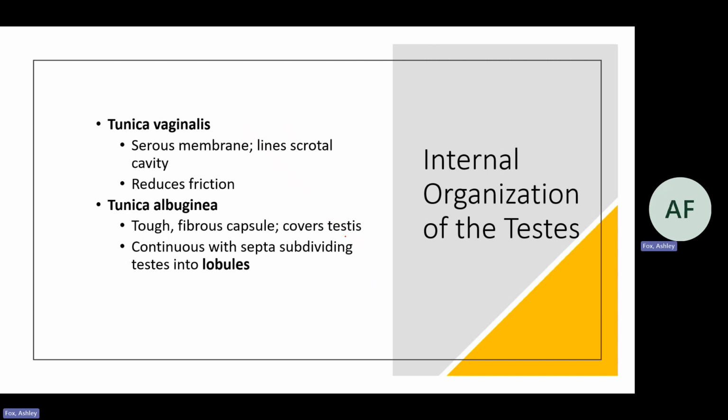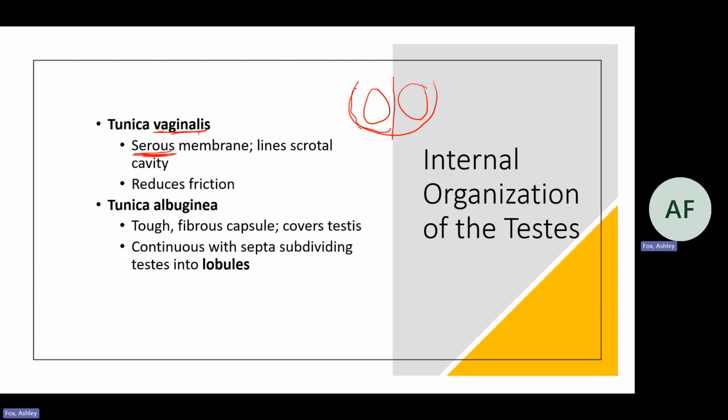We also have two membranes surrounding the scrotum and the testes. So the tunica vaginalis, I think it's named more based on females than males, is going to be another serous membrane, so our famous serous membranes, that's actually going to line the scrotal cavity. So again, the way the scrotum is, we have the scrotal septum, we have testes here, and we have testes here.